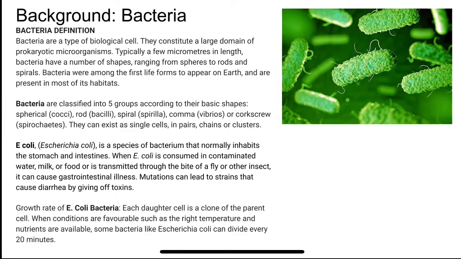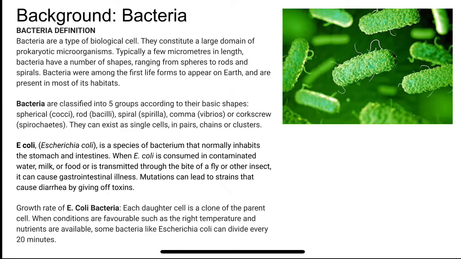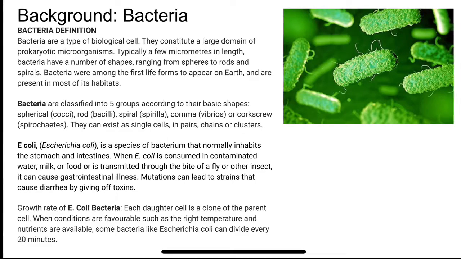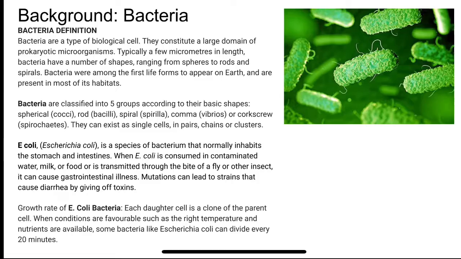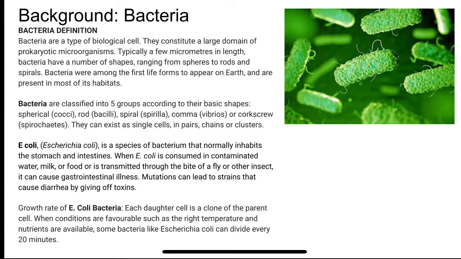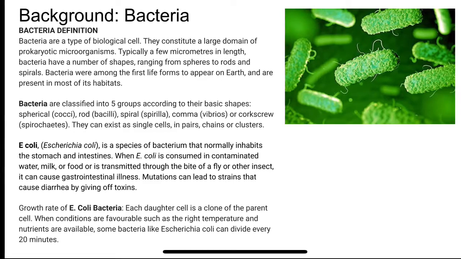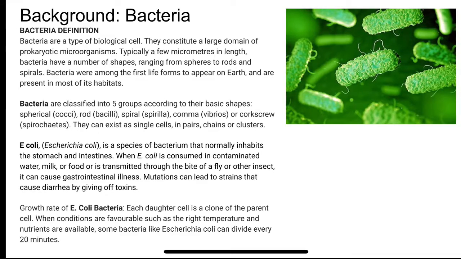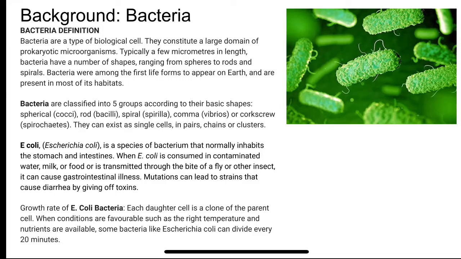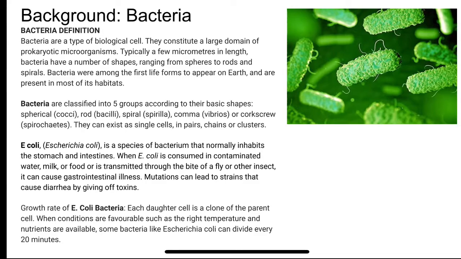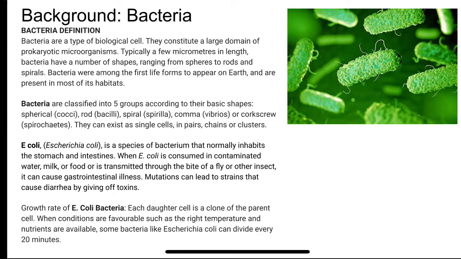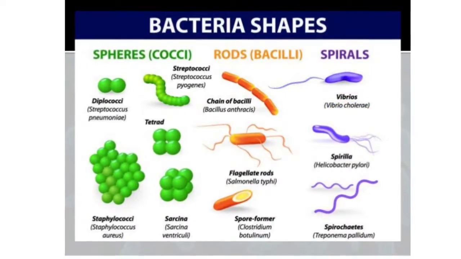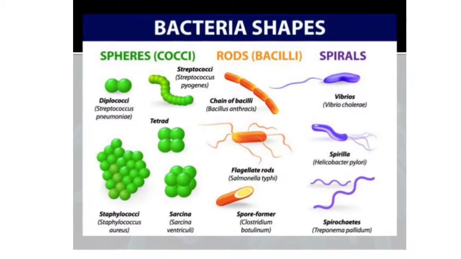One particular type of bacteria is E. coli. E. coli is a species of bacteria that inhabits the stomach and intestines. When it is in contaminated items such as water, milk, or food transmitted through a bite of a fly, it can cause gastrointestinal illnesses. Each daughter cell is a clone of the parent cell, so when conditions are favorable, meaning the right temperature and all nutrients are available, the E. coli bacteria can divide every 20 minutes. Here are some examples of what the different shapes look like.